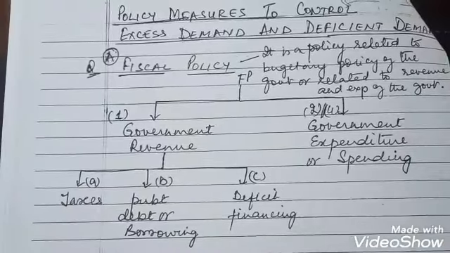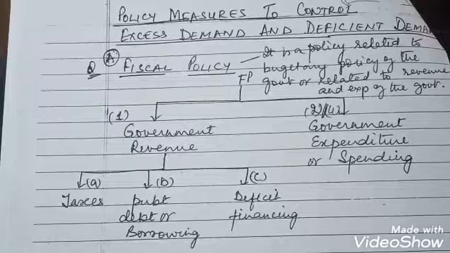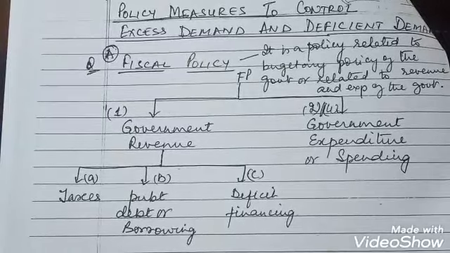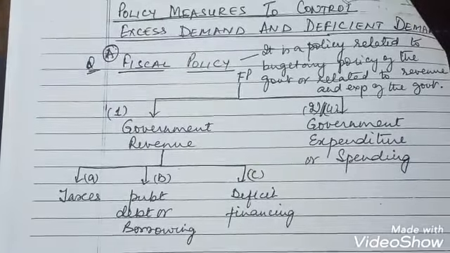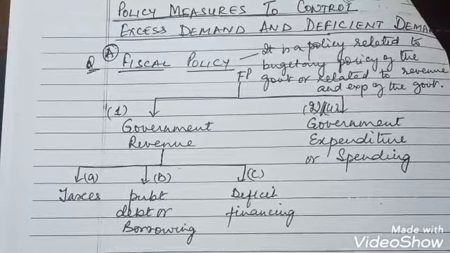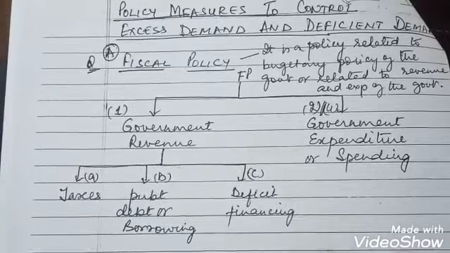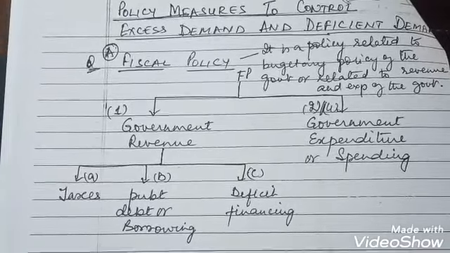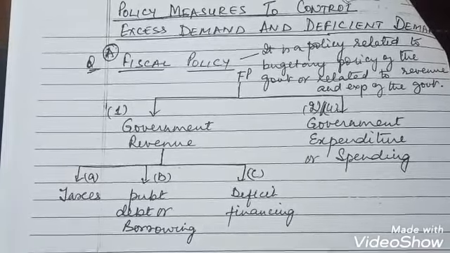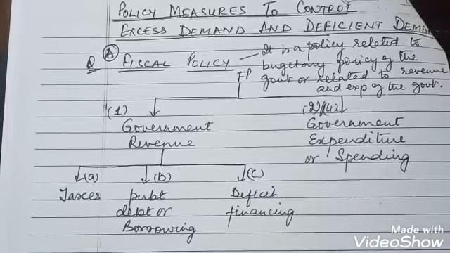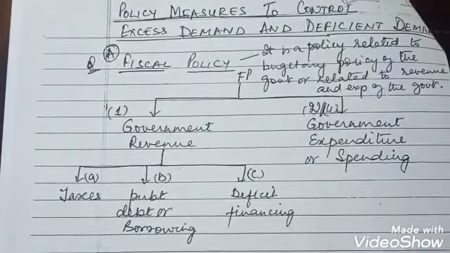Okay, children, we are going to be understanding the measures to control excess demand and deficit demand with the help of this flow chart and these notes. The information is also given very well in the book, but then this will help you and support you to a better understanding. Now, there are two policies I told you, the fiscal policy and the monetary policy. Let us understand the fiscal policy first.